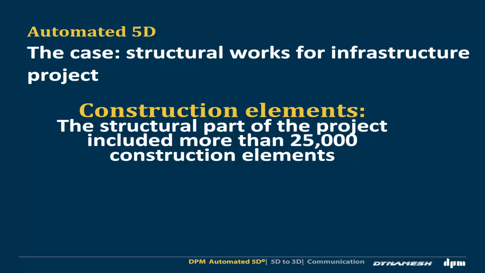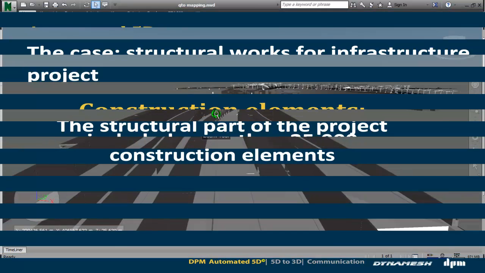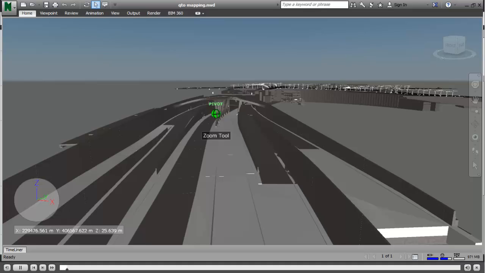Before moving next, it is important to mention that the structural part of the project included more than 25,000 construction elements. So, we will show how we report the specific mapping and Unicode contract information for each and every single element in the interactive 3D viewer. Let us open the Navisworks viewer.